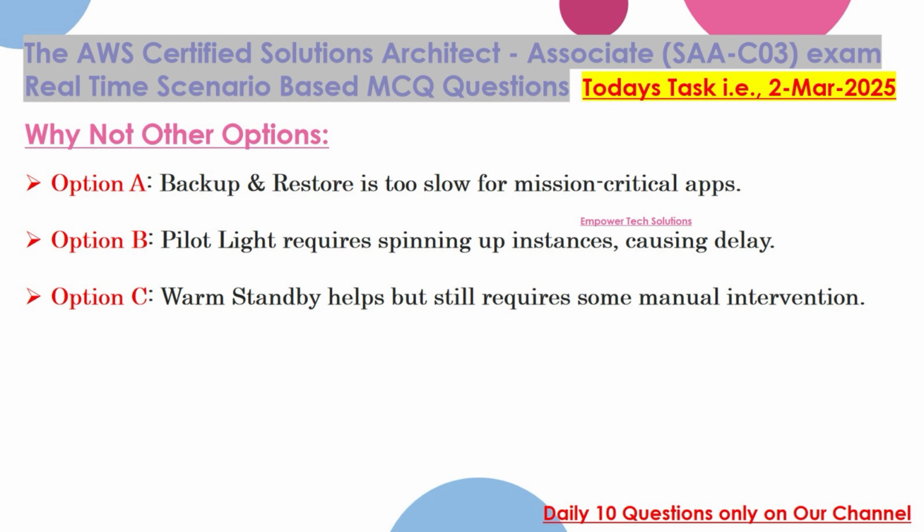Why not other options? Option A, backup and restore is too slow for mission-critical apps. Option B, pilot light requires spinning up instances, causing delay. Option C, warm standby helps, but still requires some manual intervention.